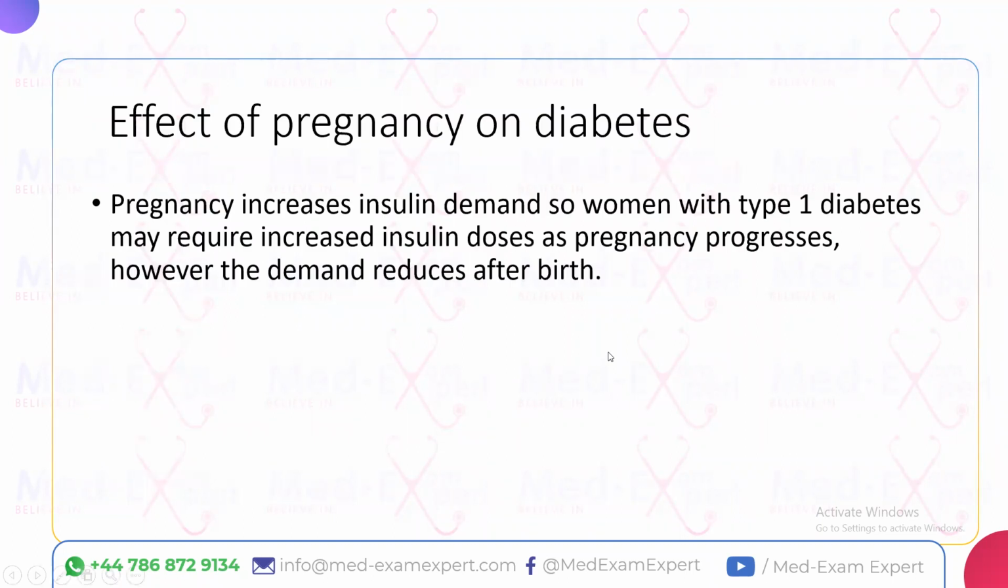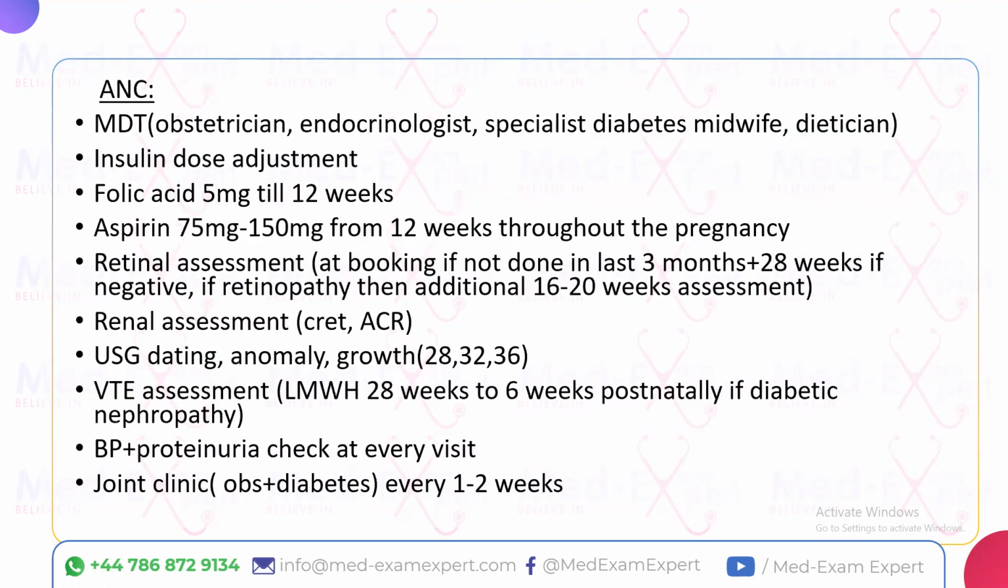Then you can also say that the demand for insulin will be increased in the pregnancy, and however after birth the demand is reduced. You will be looked after by a team of doctors, which will include my consultant, the diabetes specialist, a specialist midwife, and a dietitian who will adjust the dose of insulin for you. We advise you to take folic acid 5 milligram higher dose till 12 weeks, and from 12 weeks onwards, aspirin 150 milligram throughout the pregnancy.